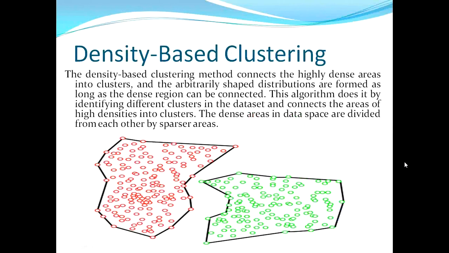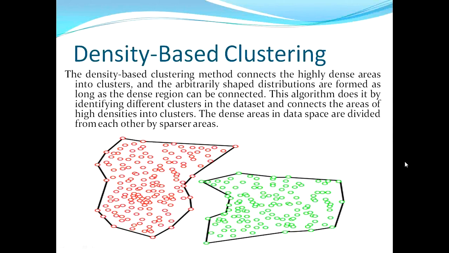And then the density-based clustering. This method connects the highly dense areas into clusters, and arbitrarily shaped distributions are formed as long as the dense region can be connected. This algorithm does it by identifying different clusters in the dataset and connects the areas of high densities into clusters. The dense areas in the data space are divided from each other by sparser areas. These algorithms can face difficulty in clustering the data points if the dataset has varying densities and high dimensions.